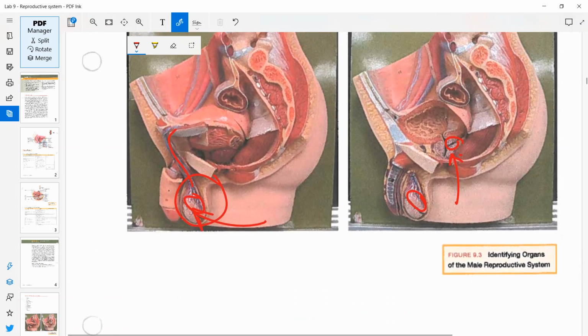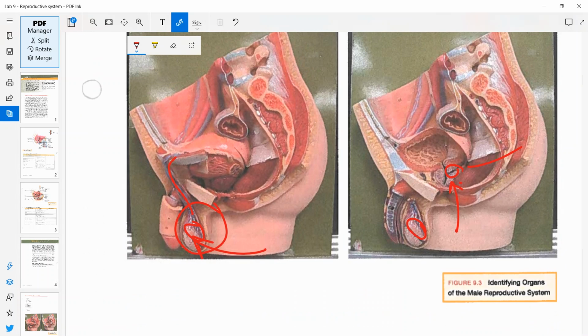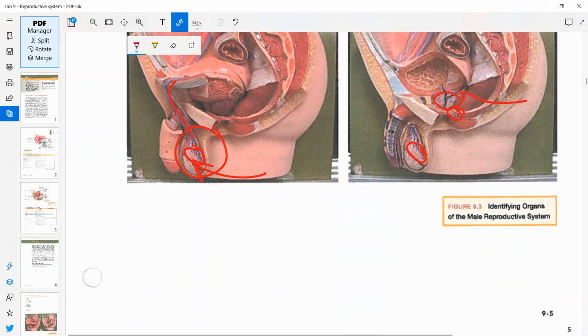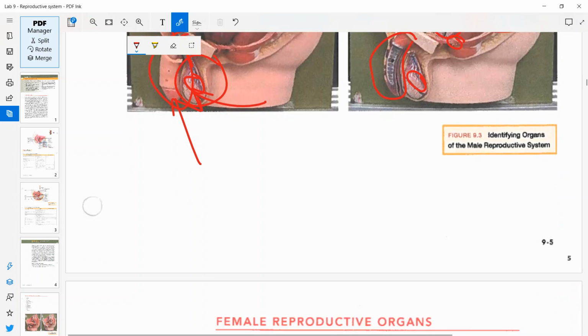Now we have several glands, so seminal vesicle. You can see seminal vesicle right about here. Prostate gland is pretty obvious, this one. I'm going to remove all this. So again, seminal vesicle, prostate gland, and lastly bulbourethral gland, which is not super obvious. It is about right over here. Well, penis, obviously here or here, and glans penis is this particular part.